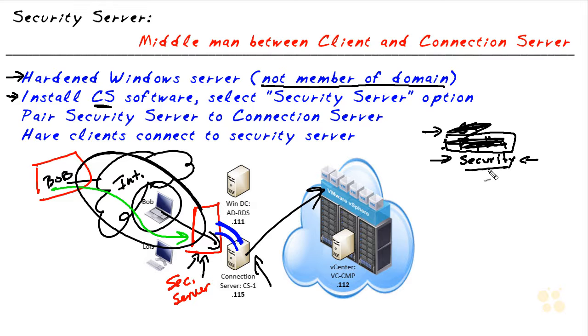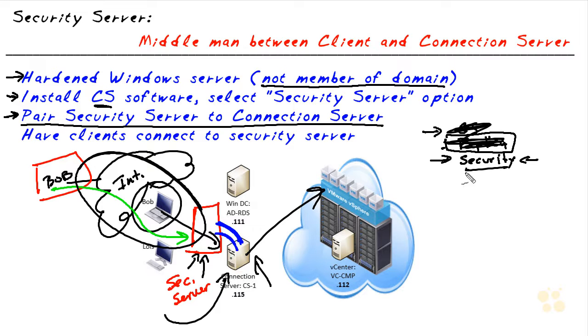And then during the install, once we select security server, the security server is going to ask us, what is the address of the connection server that I'm supposed to be working with? And during that pairing process, on the install of the security server, it's going to ask us for a password. And this password is used to help prevent just anybody from installing a security server and having it automatically associate itself with the connection server.